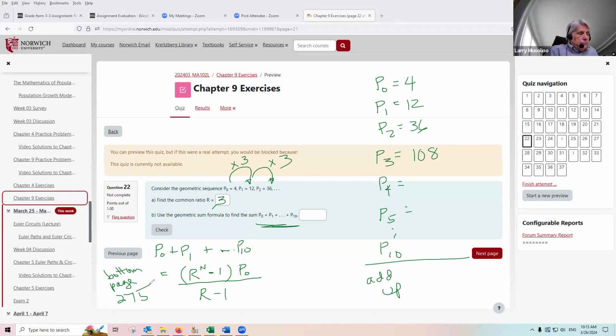All right. Now, I know in our example, R is 3. We figured that out. So we know R. We know P sub 0. P sub 0 was given as 4. So we know P sub 0. The only thing we have to figure out is N.